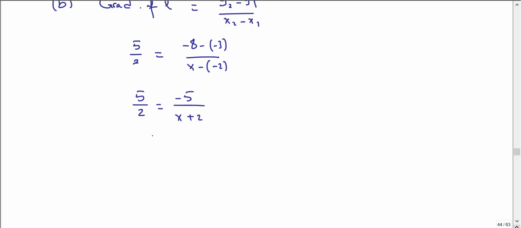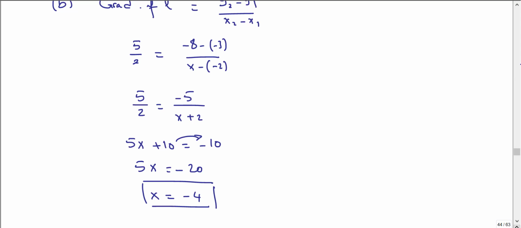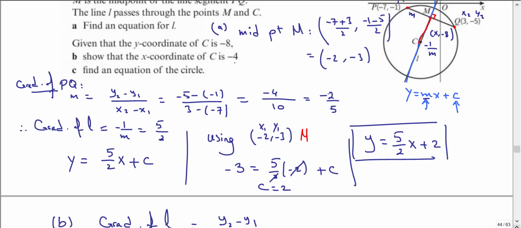You can cross multiply with 5x. Get 5x plus 10 for -10. Move this to the other side, so 5x will be -20. So x will be -4, and this is exactly what they were asking for. They are saying prove that it equals -4, so it's correct. Then they say find the equation of the circle.